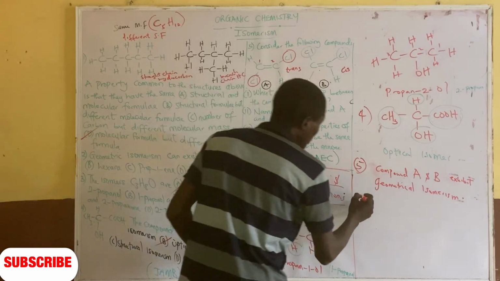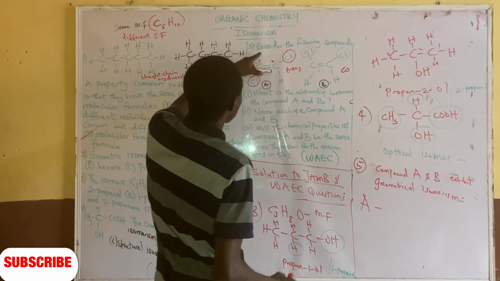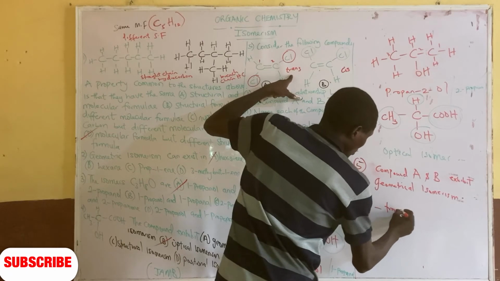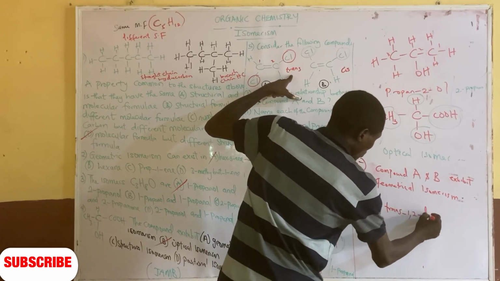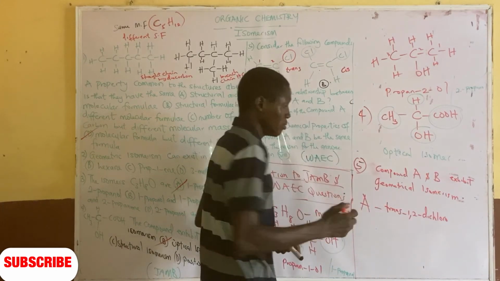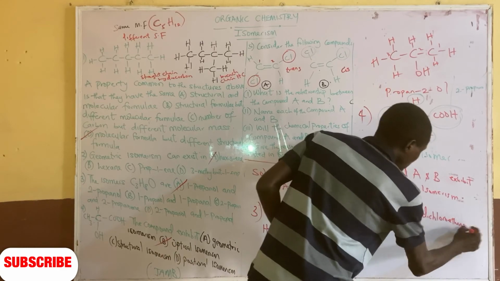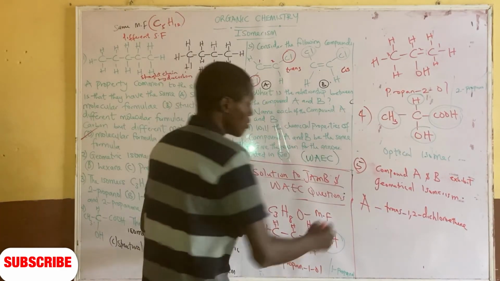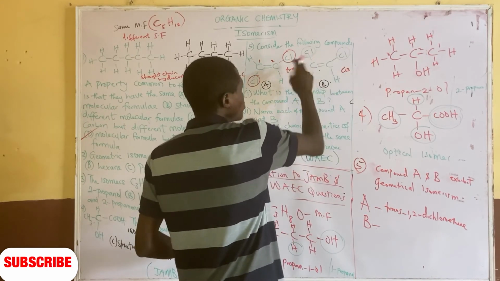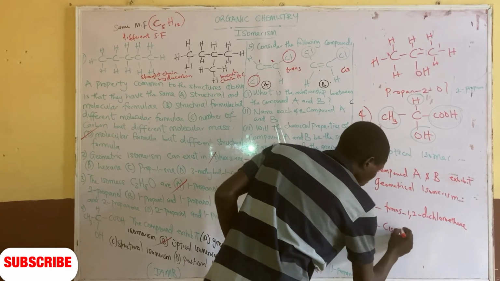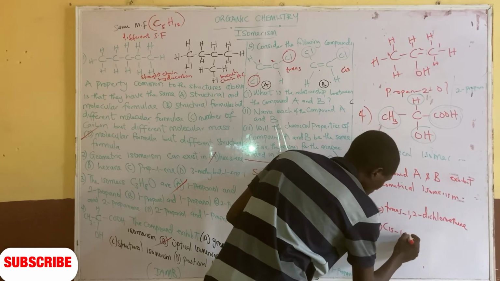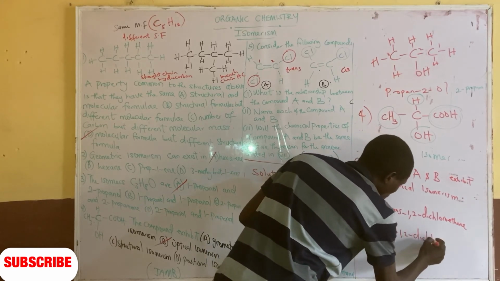Now you want to name compound A. Compound A is 1,2, but it is trans. So it will be trans-1,2-dichloro. Why is it dichloro? Two chlorines. Now, how many carbons does it contain? Two carbons, so ethene. Don't forget the one. Now, compound B is the same thing, but the difference is just cis. So cis-1,2-dichloroethene.